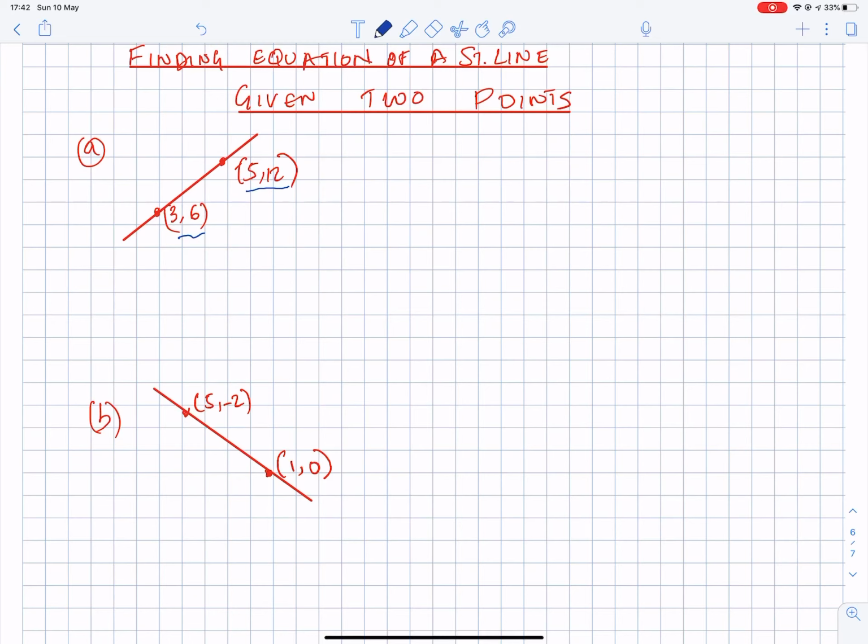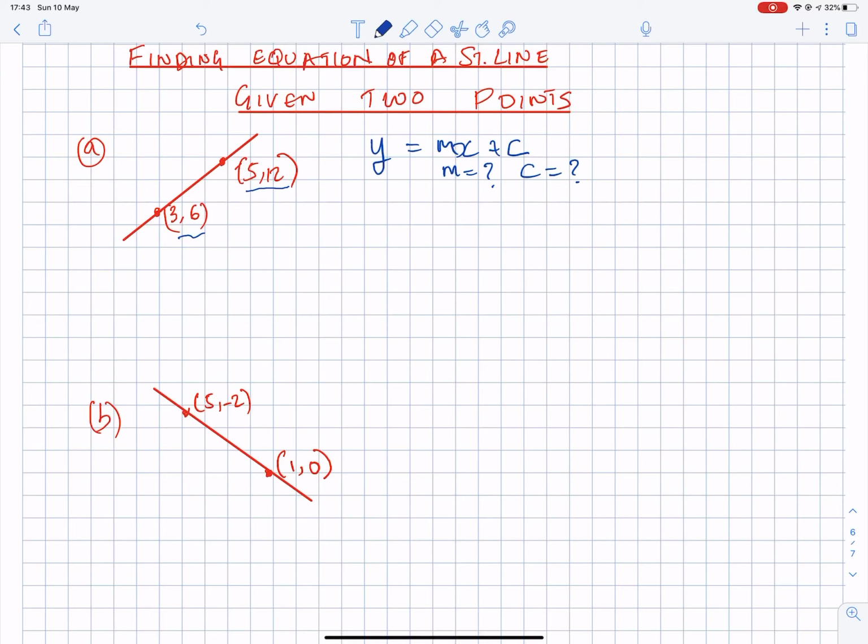Well, there are two things we need in order to write the equation of the line. We start with writing the general formula of a straight line, which is y equals mx plus c. So in order to write the equation of a straight line, we need to know what m is and what c is. Well, we have 2 points.